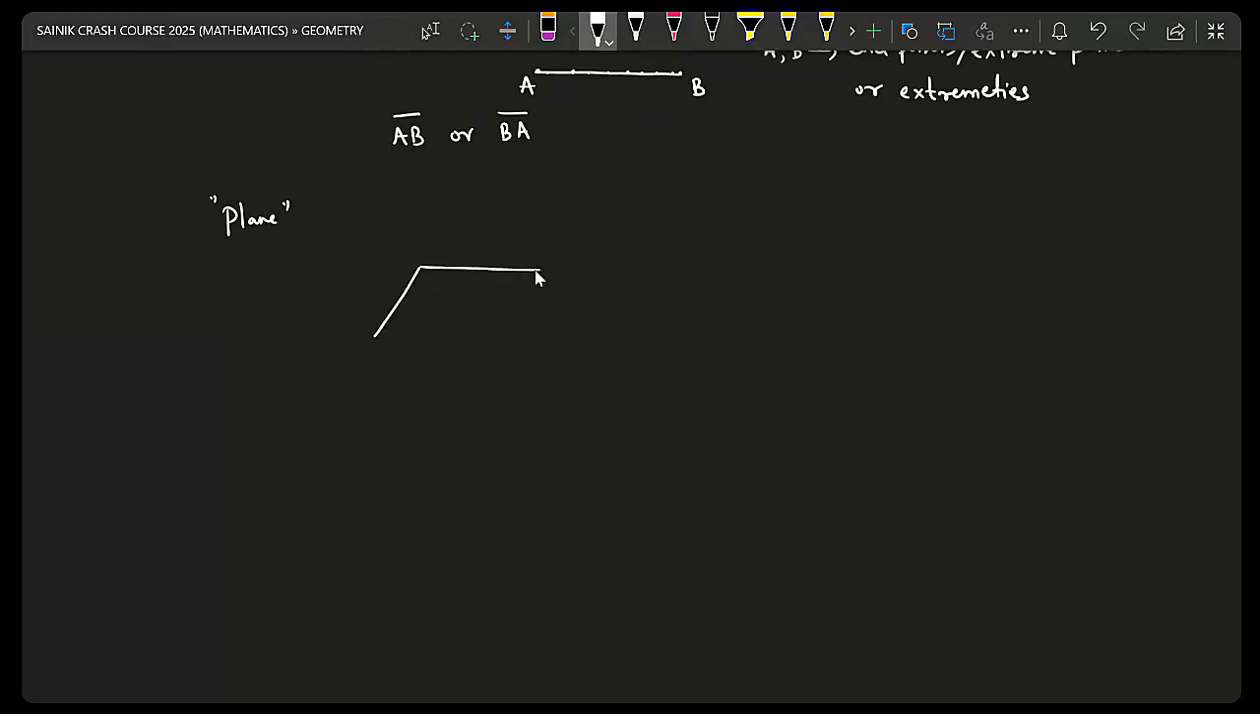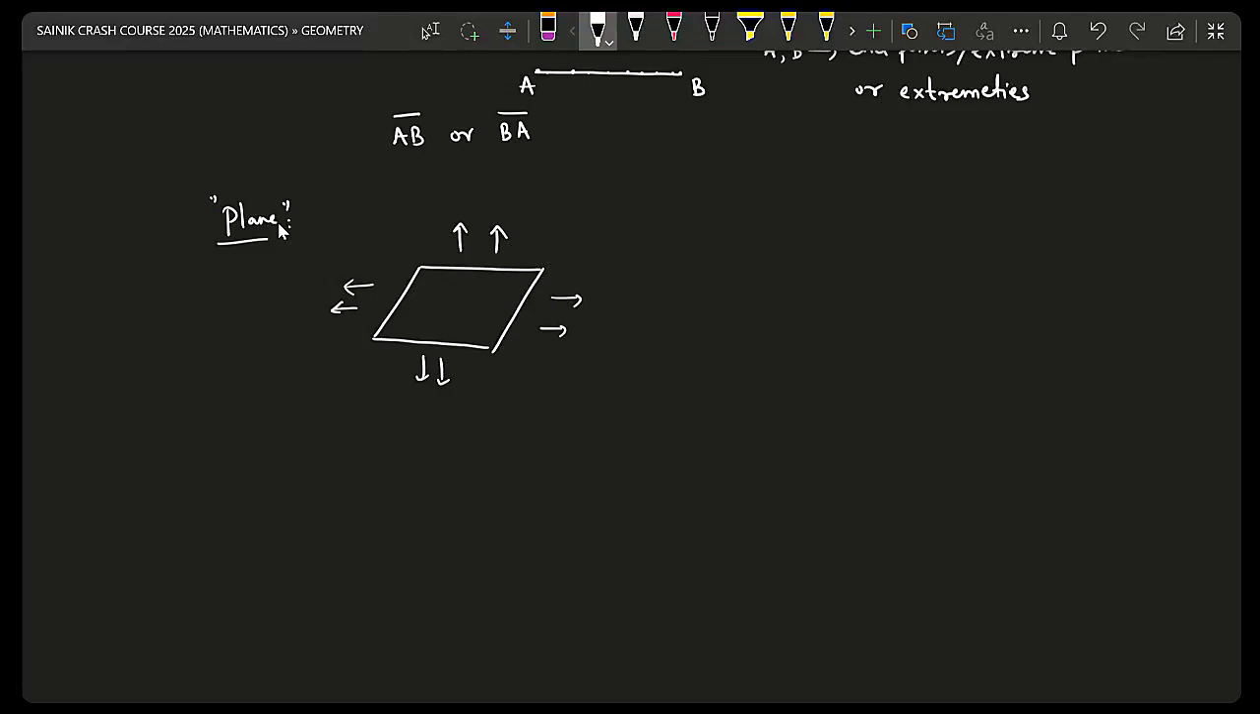If you take a flat surface extending in all directions, that shows your plane. So there is no perfect example of a plane in real life. It is only an imaginary concept in geometry. It should be flat and it should be extending in all directions. Then it is called a plane.